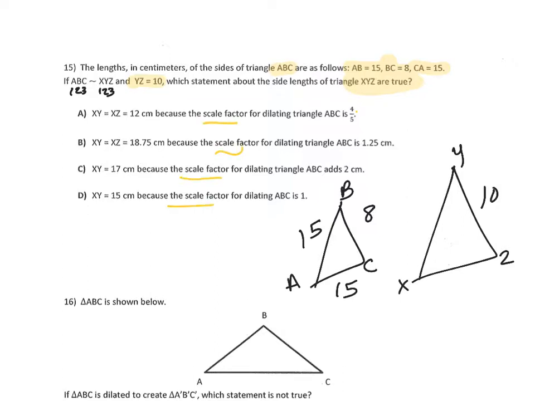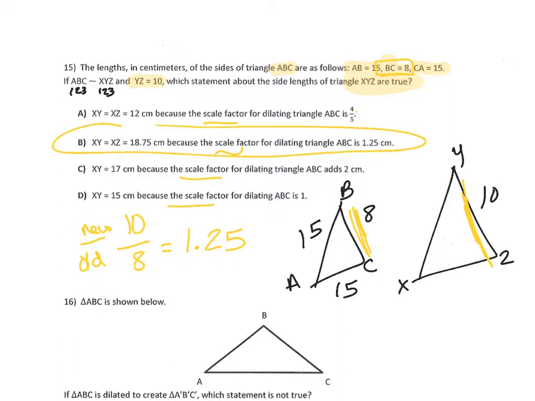So really one thing we can do, since Y to Z was 10, we can take that new number and divide by B to C, since those were the same side lengths. So we can take our new side length and divide it by our old. So 10 divided by 8 is 1.25. Okay, so then our answer has got to be B because that's the right scale factor, 1.25.